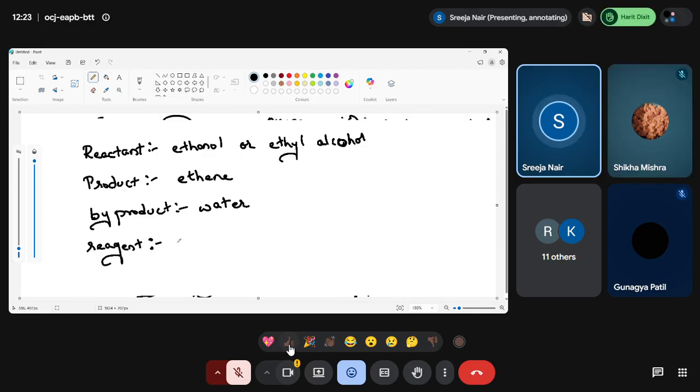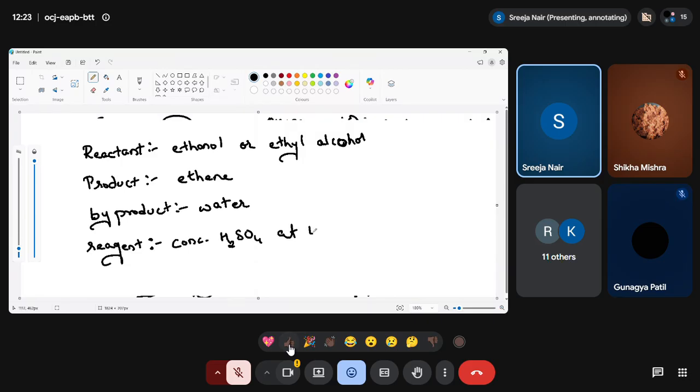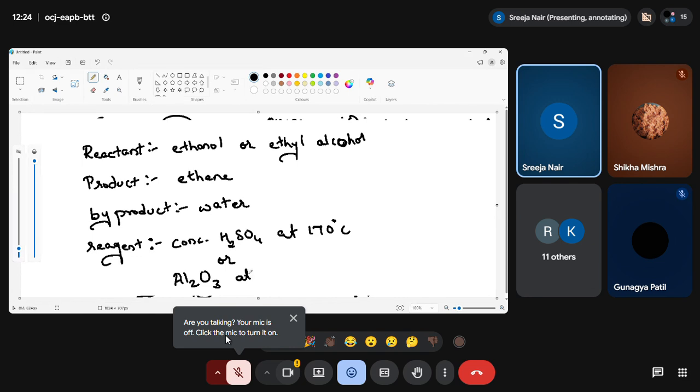Now here the reagent is concentrated sulfuric acid at 170 degrees C, or Al2O3. What is the name of this Al2O3? It is called alumina, at 350 degrees C.